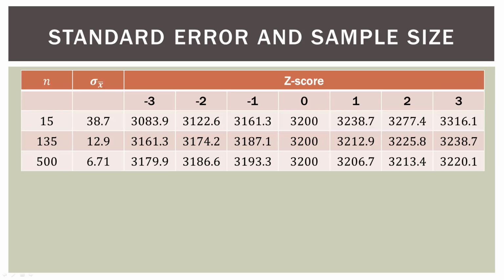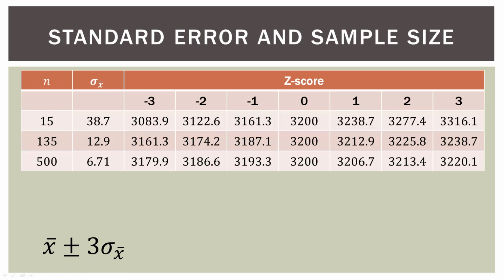So now we have 3,179.9. That's even closer to the mean because we had a larger sample size. So now you can kind of see how this is working here. As the sample size goes up, the distribution is actually coming inward towards the mean, and that's the point.